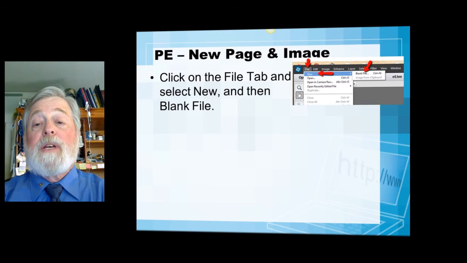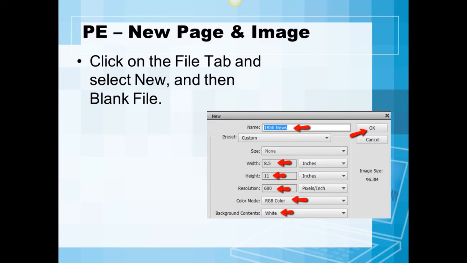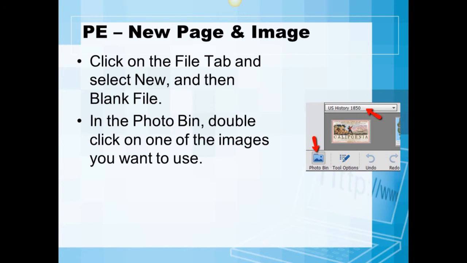Now go to File, New, and Blank File to create your blank page that you're going to be using for your news. It will pop up a window, and you want to name it 1850 News, and then just verify that the page is an 8.5 by 11 page with 600 dpi, RGB color with a white background, and then click on the OK button. This will actually create a page for you to use.